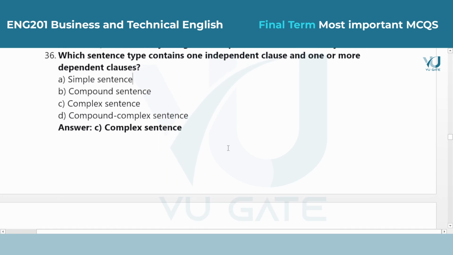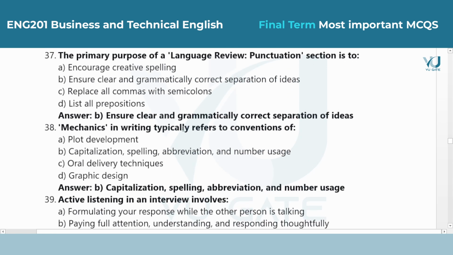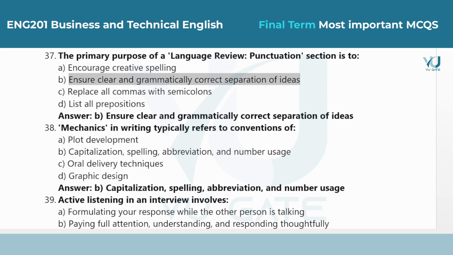36. Question. Which sentence type contains one independent clause and one or more dependent clauses? Answer. C. Complex sentence. Concept. A complex sentence combines a main idea with additional information that cannot stand alone as a sentence. 37. Question. The primary purpose of a language review punctuation section is to answer. B. Ensure clear and grammatically correct separation of ideas. Concept. Proper punctuation acts as a roadmap for the reader, ensuring that the intended meaning is not misunderstood.